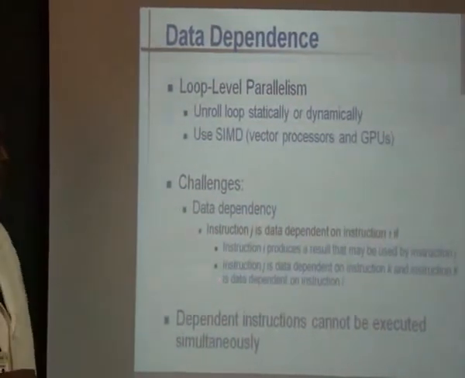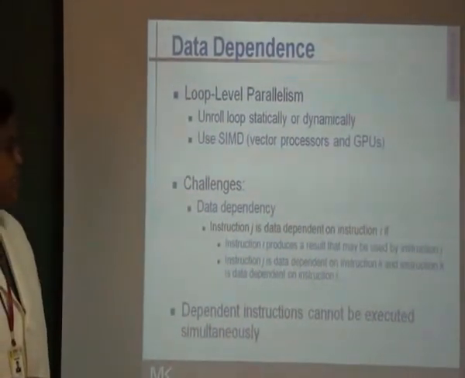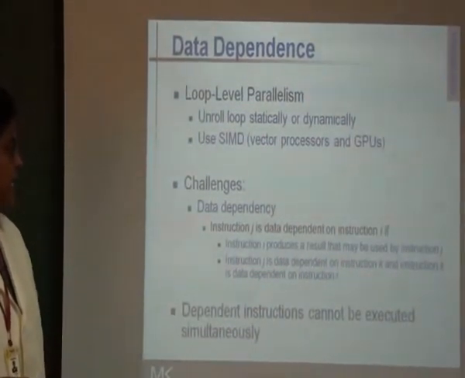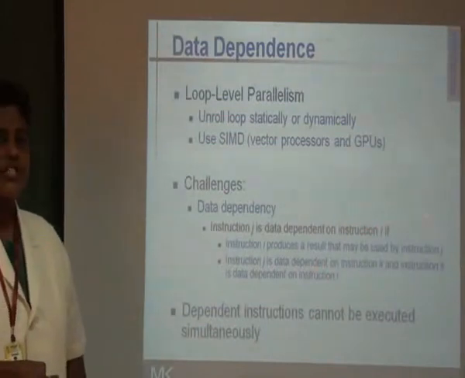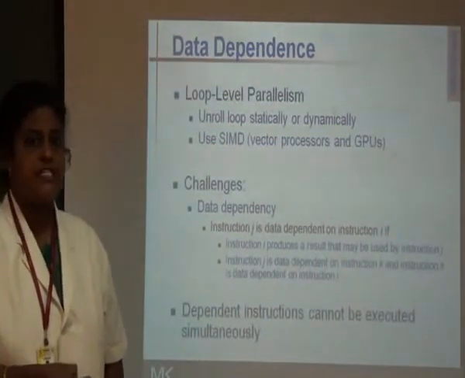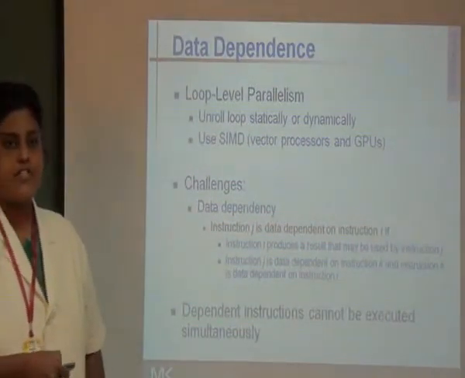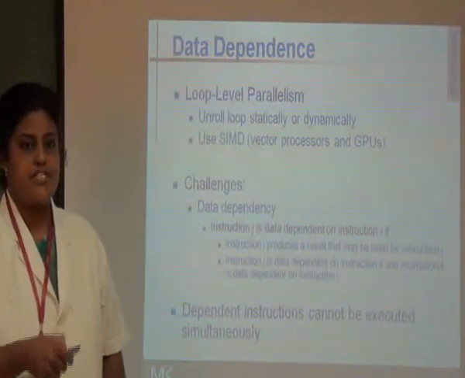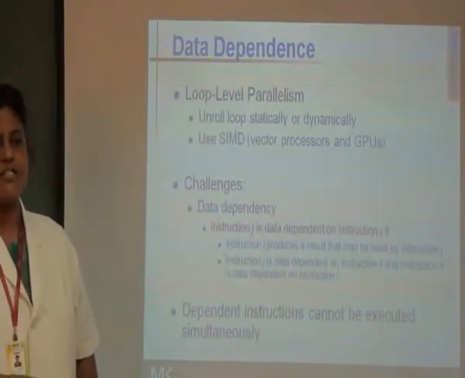Now, instruction J is said to be data dependent on instruction K, and K is said to be data dependent on instruction I. So this is a chain of dependency between the different instructions I, J and K, where we have a sequence of three program instructions.